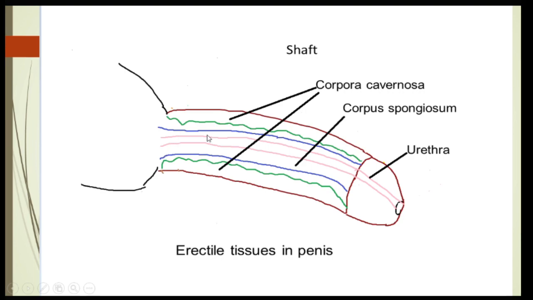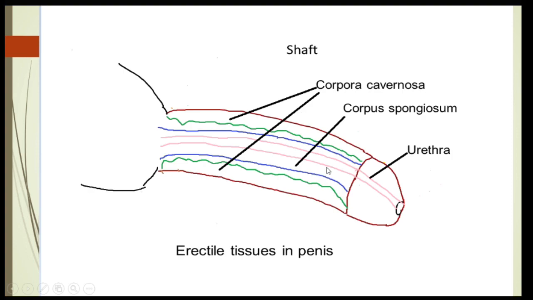Okay, so the whole area or region in between these two blue lines is another column, and this column contains the erectile tissue, and the name of that erectile tissue is corpus spongiosum. So that means in this way we have seen there are three columns: first, second and third. The two columns contain the erectile tissue called corpora cavernosa, and the one column contains the tissue that is called the corpus spongiosum.